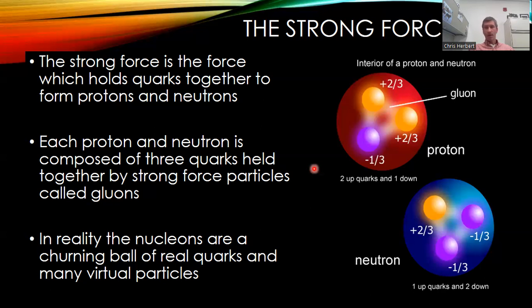So with our proton, we add up the partial charges. We get a net of 1. 2/3 plus 2/3 minus 1/3 gives us a total of 3/3. If we add the neutron's partial charges together, 2/3 minus 1/3 minus 1/3, we get to zero. And that's why our proton has an elementary charge and our neutron has no charge.